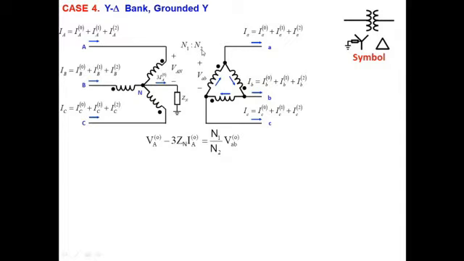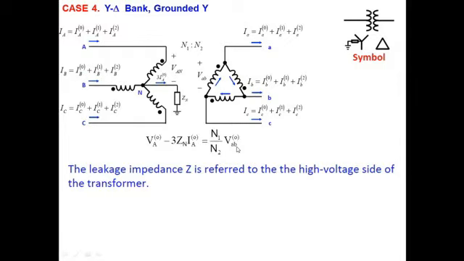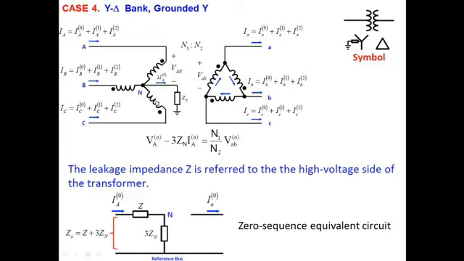And if we want to see what will be the relation of the VA, the voltage of the zero sequence, it will be equal to N1 by N2 VB, the turn ratio, plus 3Zn into IA, or we can say VA minus 3Zn IA is equal to N1 by N2 VB, and the Zn is on the high voltage side or on the primary voltage side.